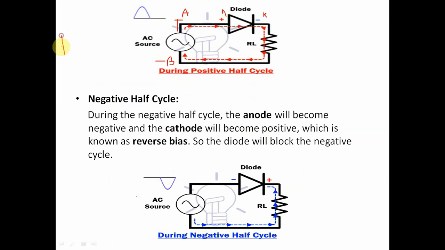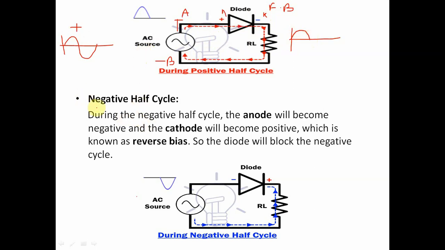In this positive cycle, the diode conducts only for the positive cycles, because the diode is working as forward bias. In forward bias the diode acts as a closed switch, and due to this closed switch current flows through the circuit and the output is taken across the load resistance RL.